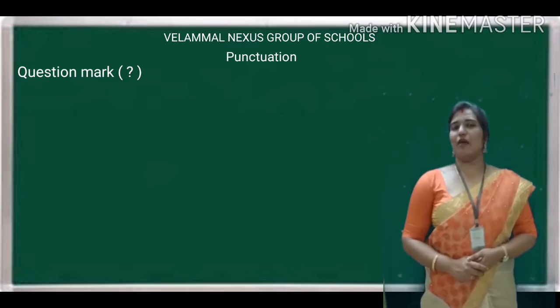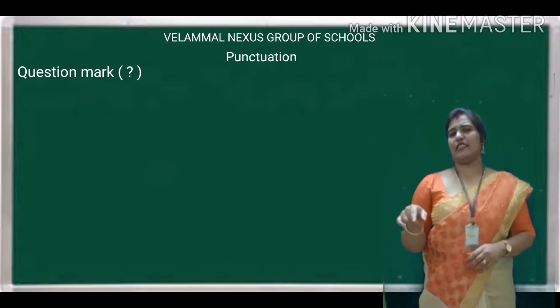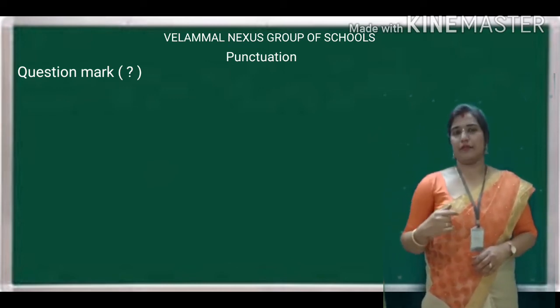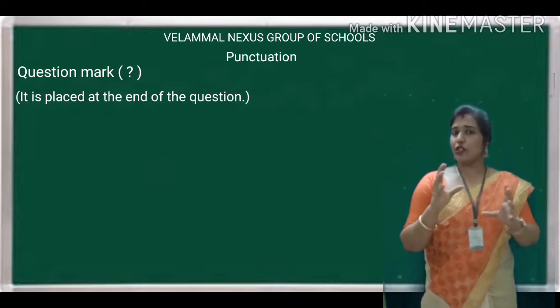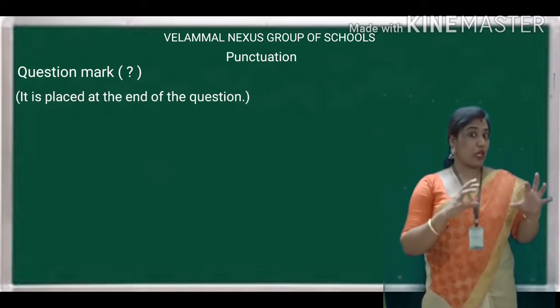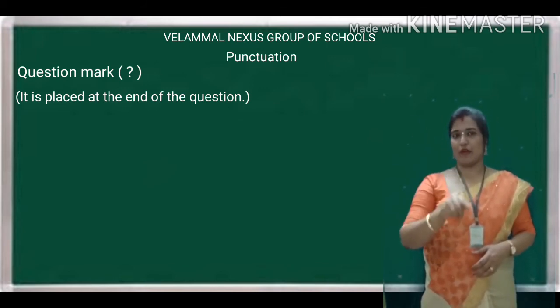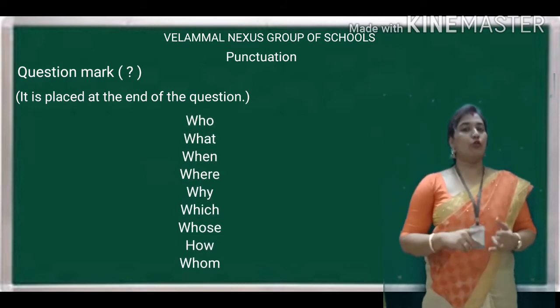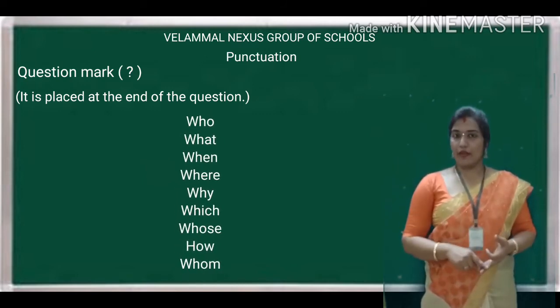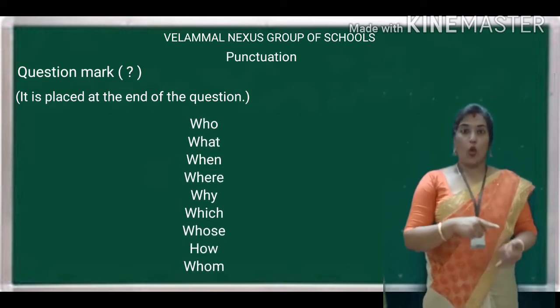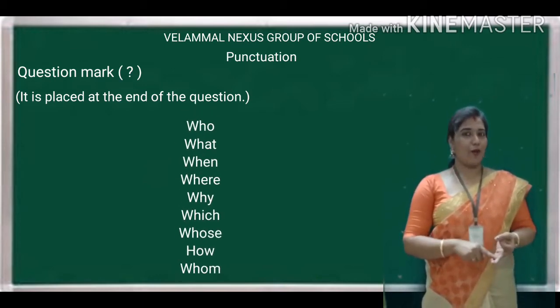So this question mark is placed at the end of the sentence and asks a question. If it is a statement, we should end up with full stop. But if it is a question type, we should end up with the question mark. Okay, children. And the symbol is this one. And who, what, when, where, why, which, whose, how, whom.